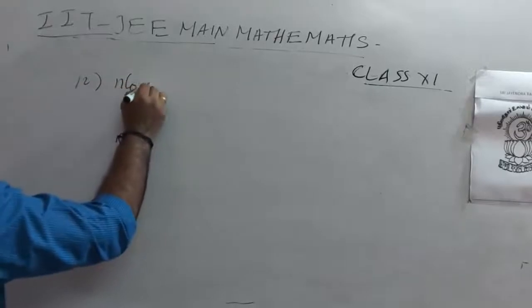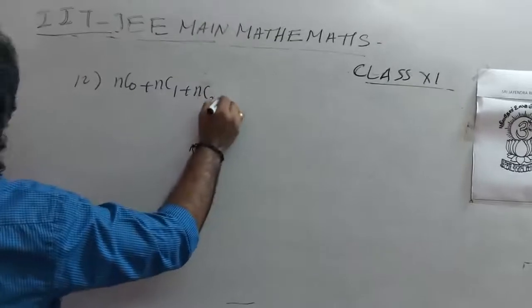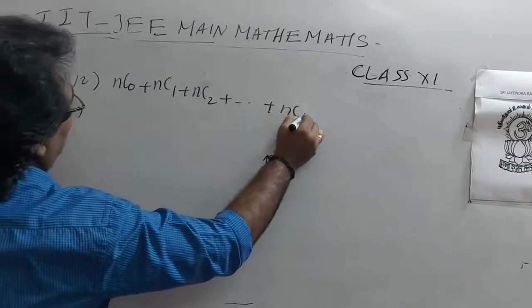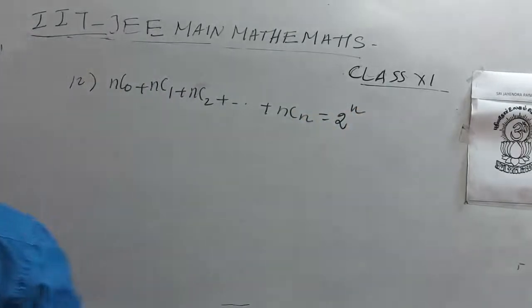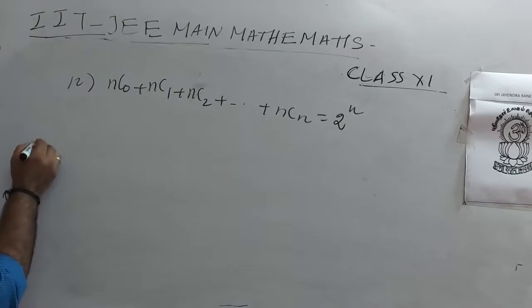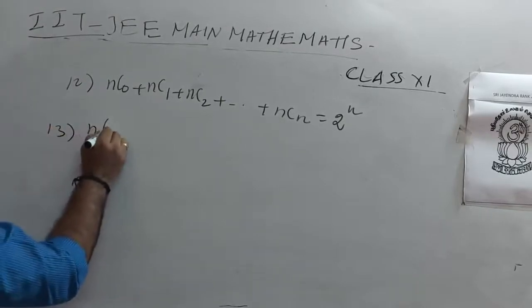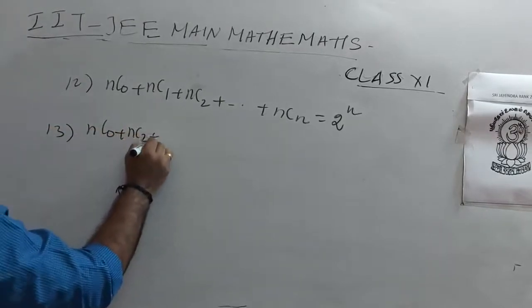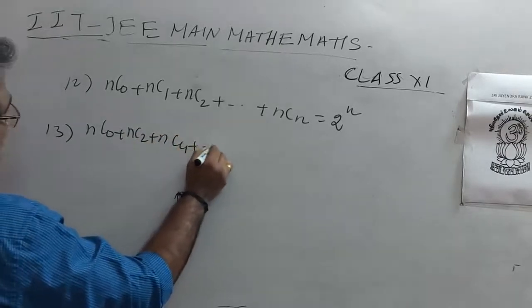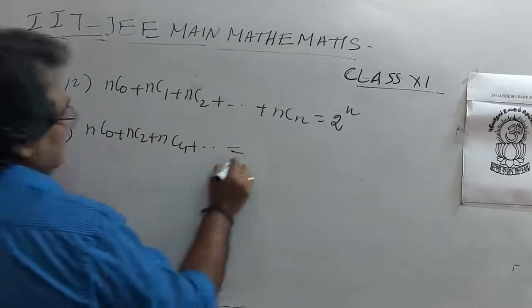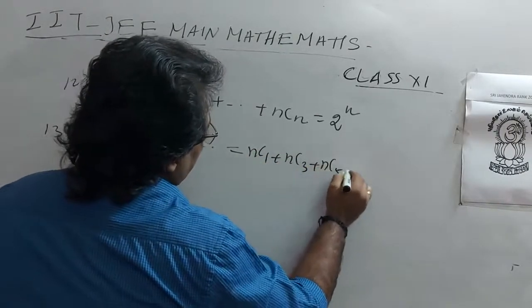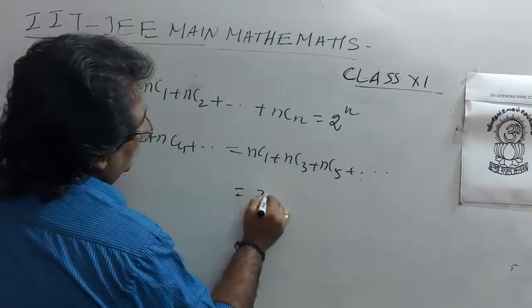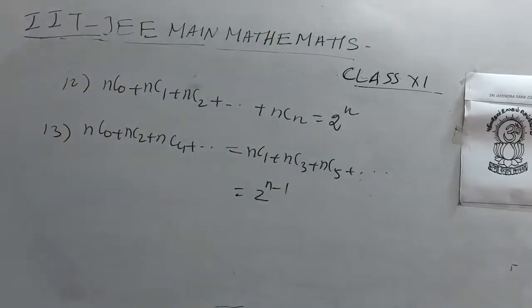nC0, nC1, nC2 up to nCn equals 2 power n. nC0 plus nC2 plus nC4, that is the even ones, equals the odd ones, nC1 plus nC3 plus nC5 plus etc., equals 2 power n minus 1.